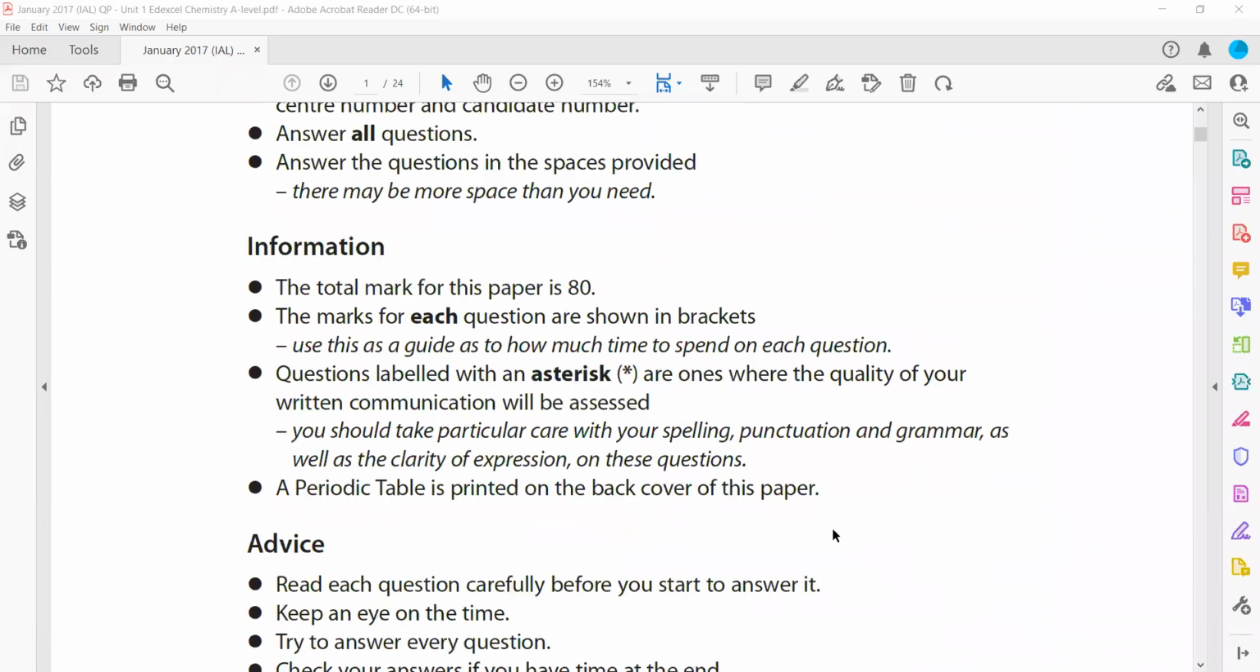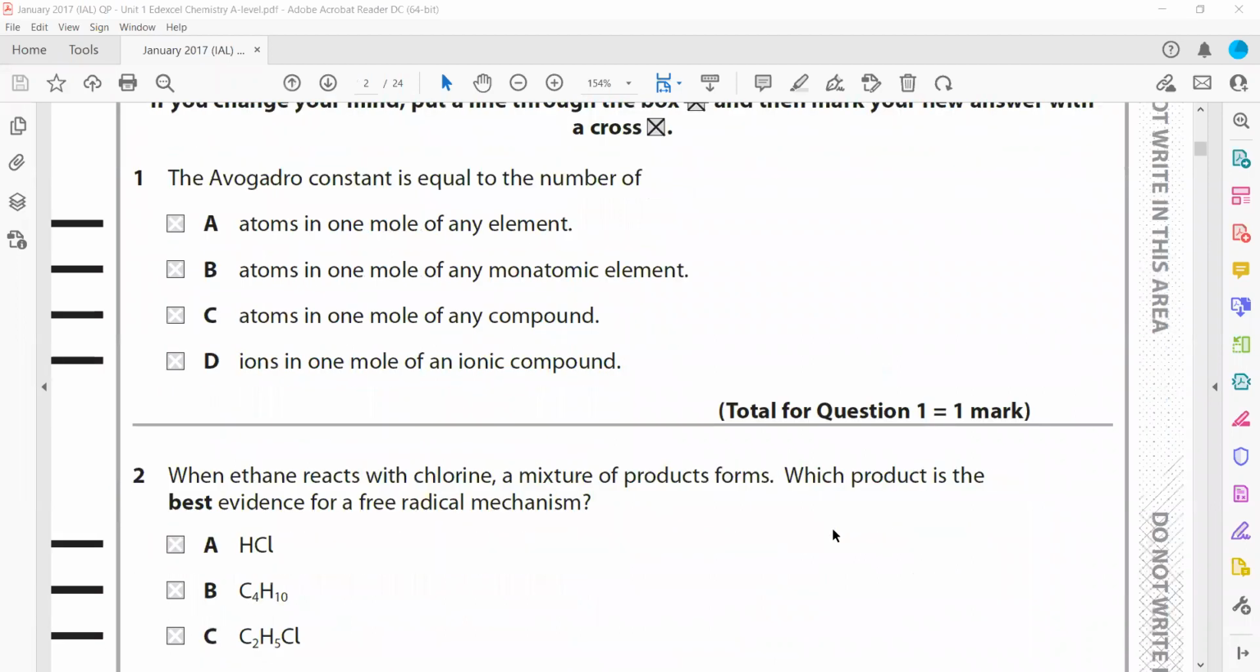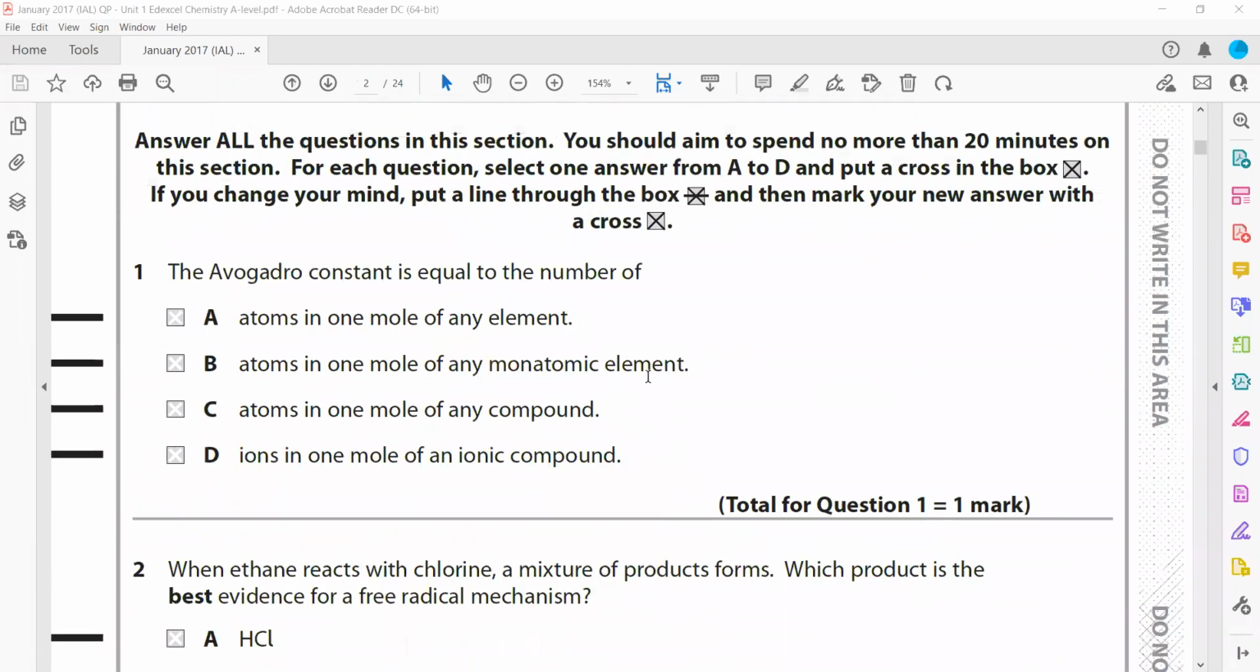So, January 2017. In the first question, the Avogadro's constant is equal to... What is the correct definition of Avogadro's constant? Basically, Avogadro's constant means the amount of substance which contains 6.02 × 10^23 particles: atoms, molecules, or ions. Option A says it is 1 mole of any element.